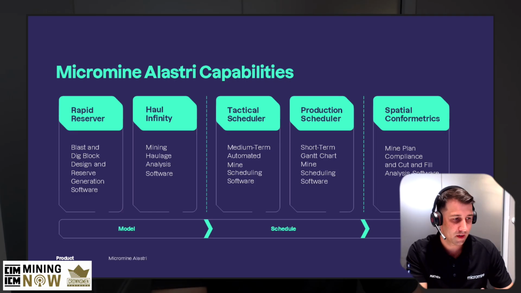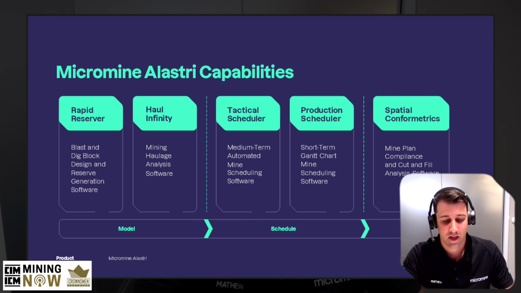So there's actually 5 products in the Micromine Alastri suite. We've got Rapid Reserver, where we define our scheduling, or effectively set up our scheduling inventory, haulage, point-to-point cycle time analysis, and fleet matching, so trucks to diggers, and then we use that to inform and constrain the scheduling process. Tactical scheduling, production scheduler, and then spatial conflict metrics as well.